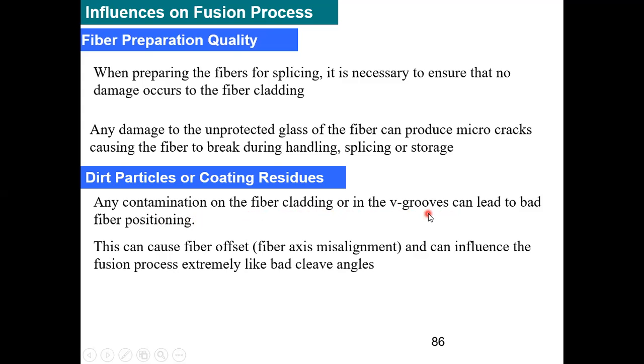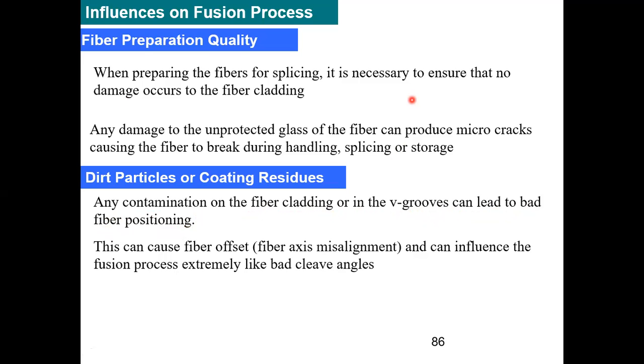Okay, this is in general about fiber splicing. If I am using mechanical splicing, V groove being one kind of mechanical splicing, it can lead to bad fiber positioning. So I have to see that the cladding is not damaged. Which cladding? The remaining cladding, because I am just removing the cladding where I am joining the fiber. The remaining cladding should not be damaged.